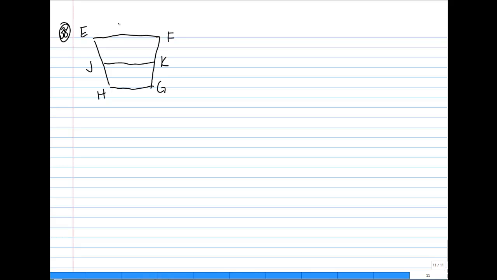EF is 36. JK is 4x. GH is 2x plus 6. And the formula was that if you add the top and the bottom, the bases together, and divide by 2, it gives you the median. So 2x plus 6 plus 36, all of that divided by 2 equals 4x. Simplify the top. 2x plus 42 divided by 2 is equal to 4x.